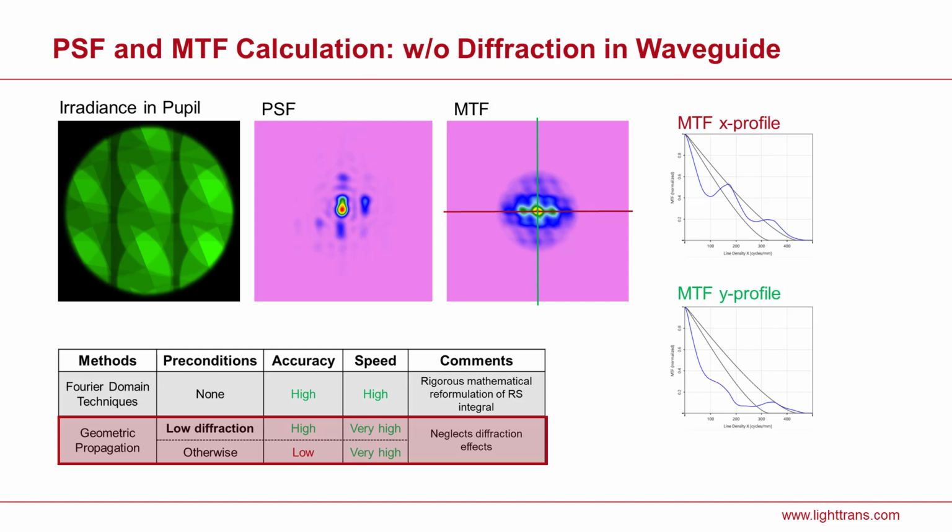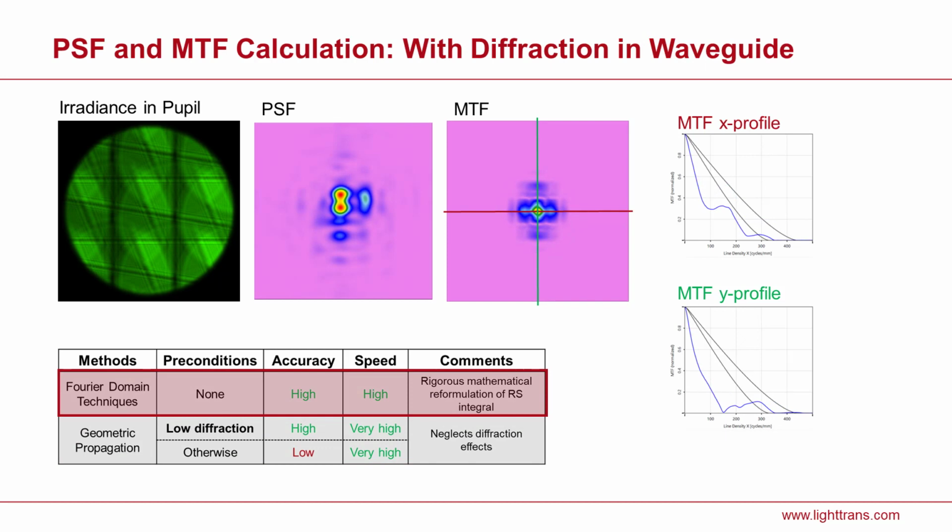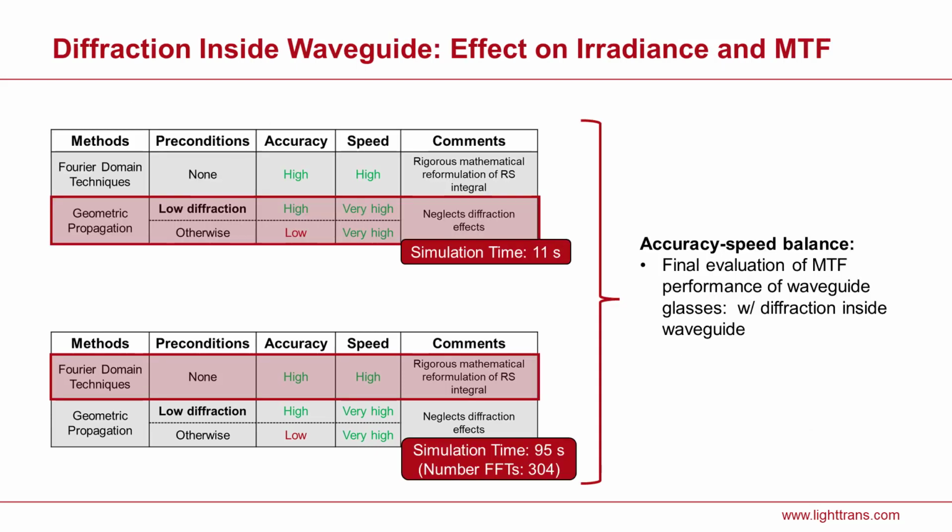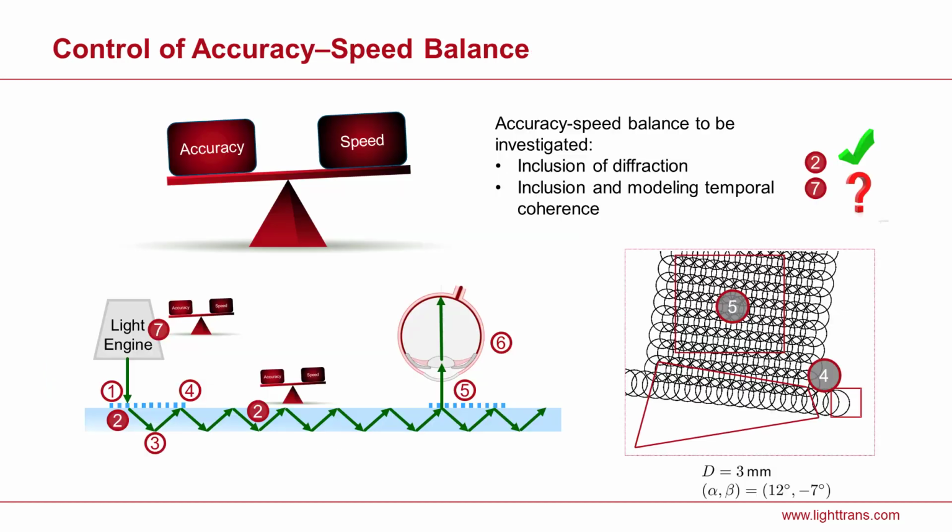Without diffraction, this is what the PSF and the MTF look like for such a situation. When diffraction in the waveguide is taken into account, the patterns change considerably, as we can see. And the conclusion is then that when it comes to analysing the PSF and MTF, we do need to include diffraction inside the waveguide. So that settles it for the question about the inclusion of diffraction.